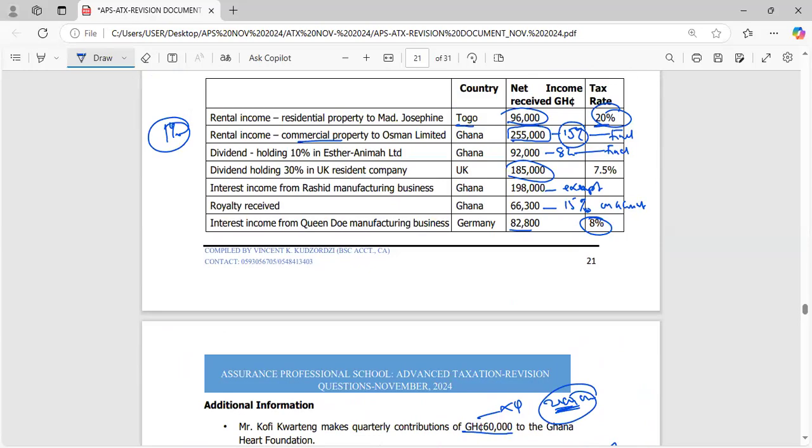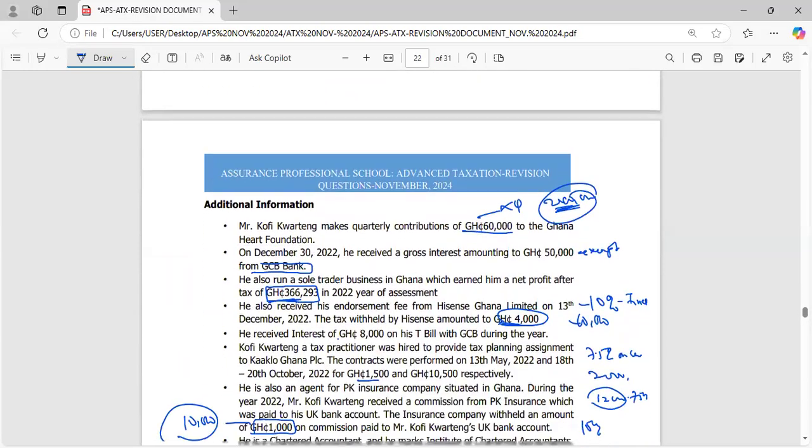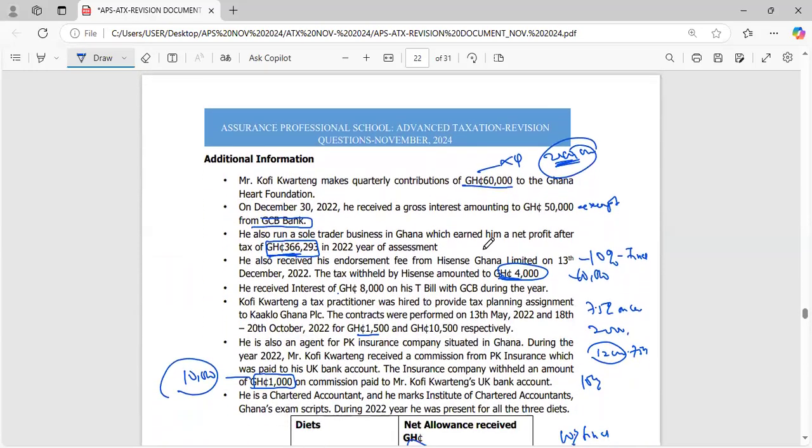The first additional information is donation, which is an allowable deduction. This is an exempt income. This is income from business, so we'll come and draw this amount and add. We are doing investment. Endorsement fee is final, so we are not adding it. Treasury bill is exempt. We are not adding it.